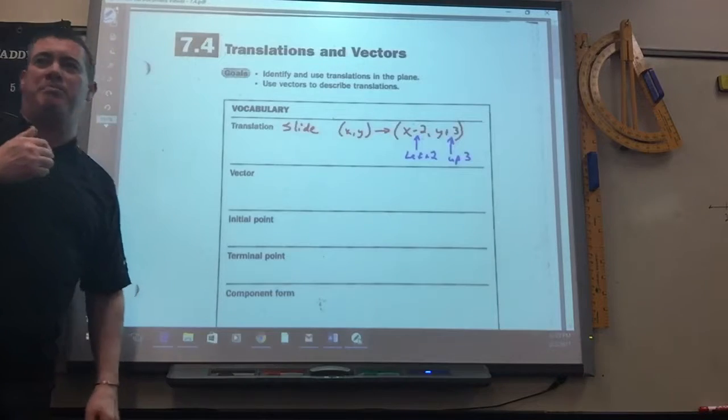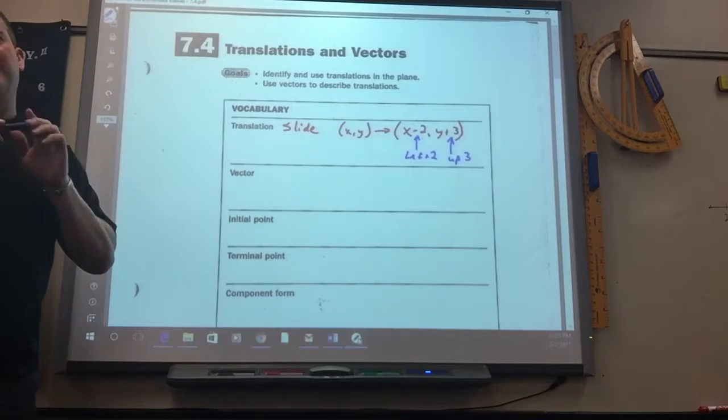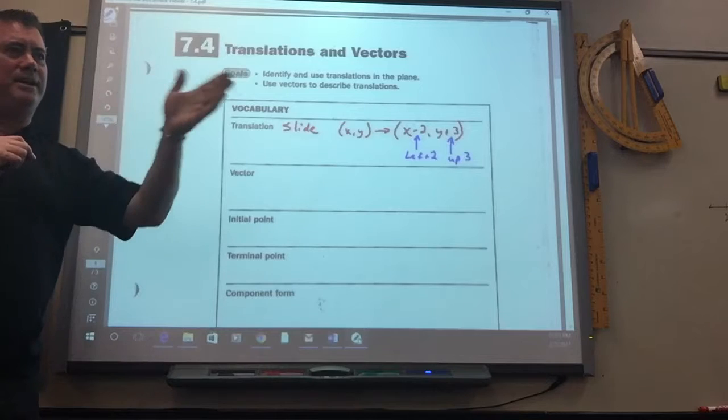A vector is like what airplanes use to fly. A vector starts in one place and ends in another in a straight line.